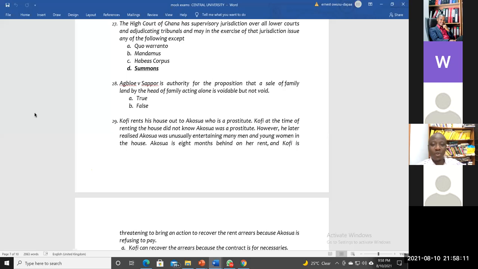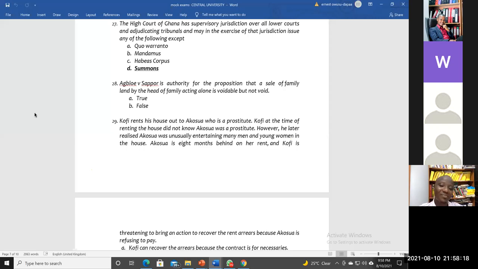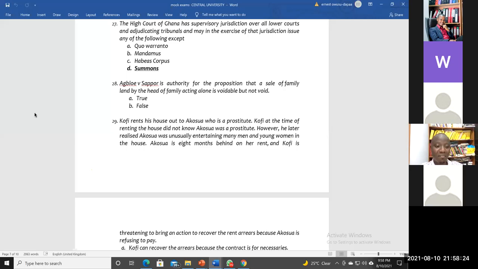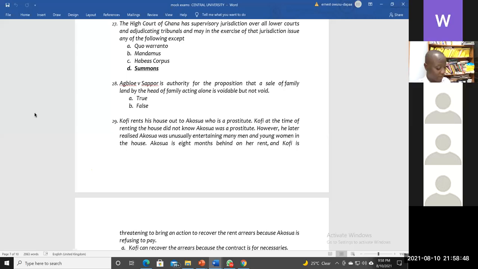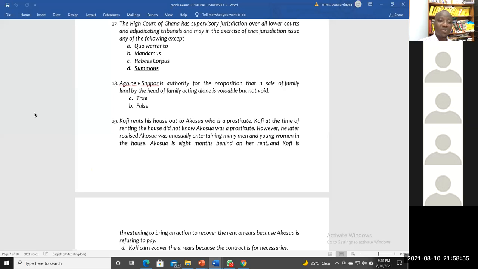It is voidable. If it will pass a good title, how will it be voidable? I think it will be a good title until they take steps to set it aside. No, but if you listen to the judgment, the judgment does not support that, so the answer should be false. It's voidable, but not void. If you analyze Aglo and Sapo, I can put the judgment on your platform and you can read it later on. But if you read the judgment well, the answer should be false. Okay, so let's move on to the next question. Later on, I'll just send you the judgment if you want to read it.